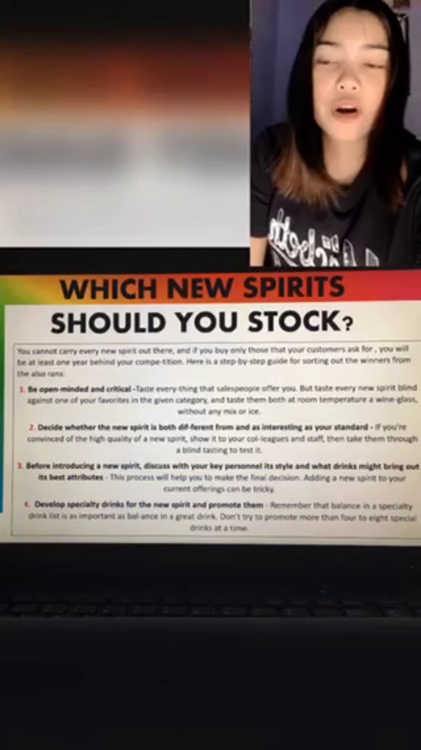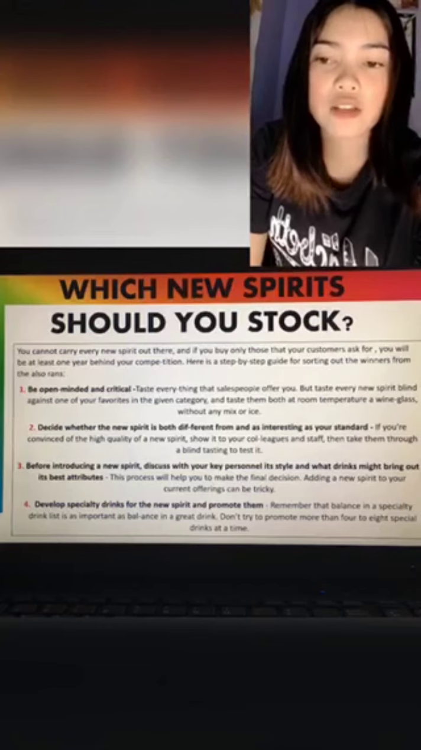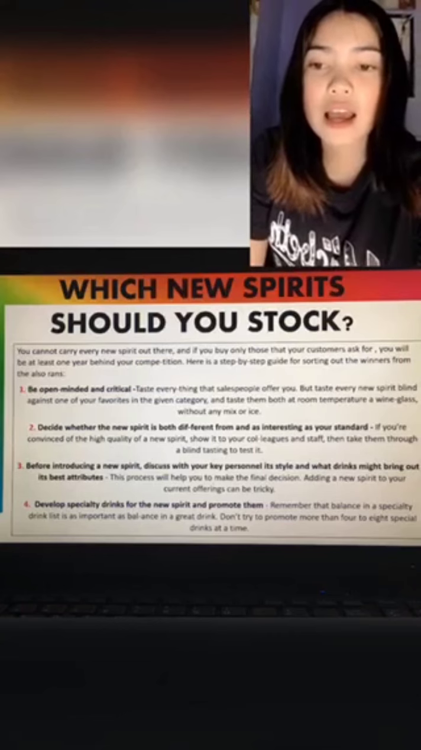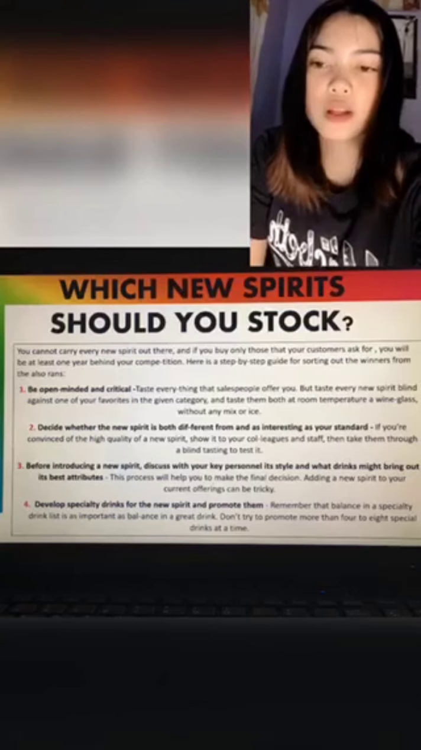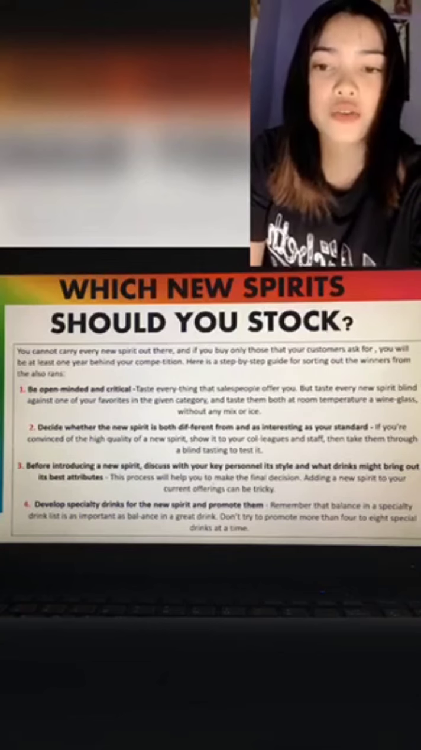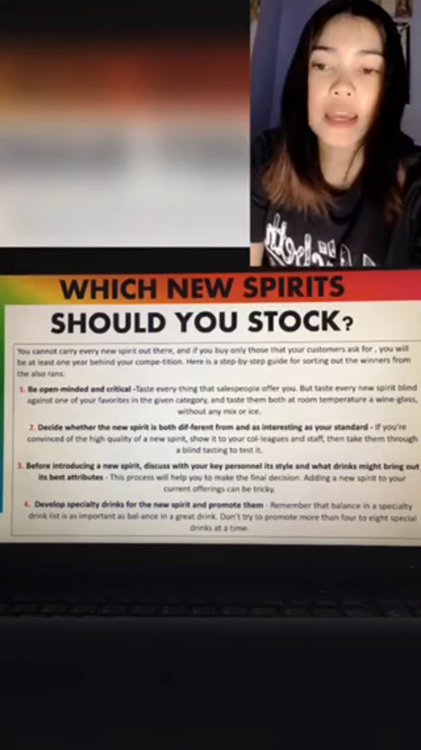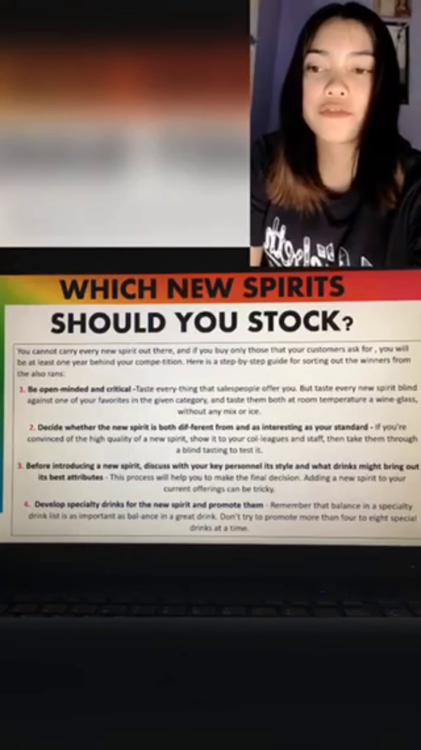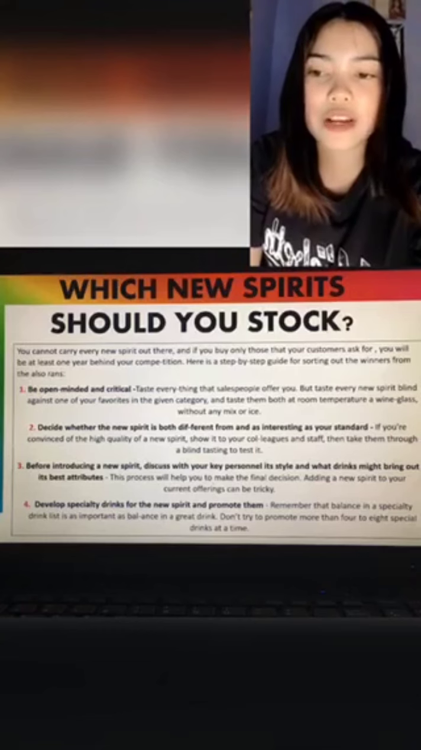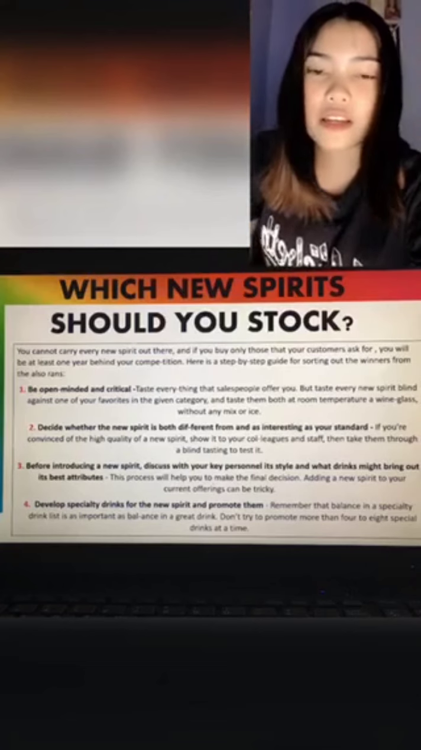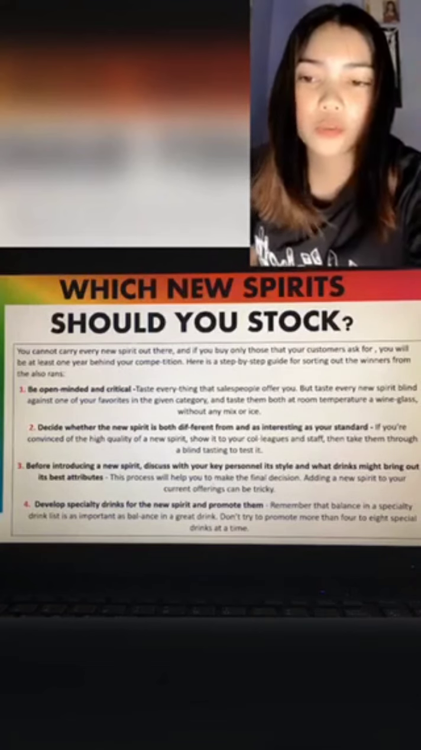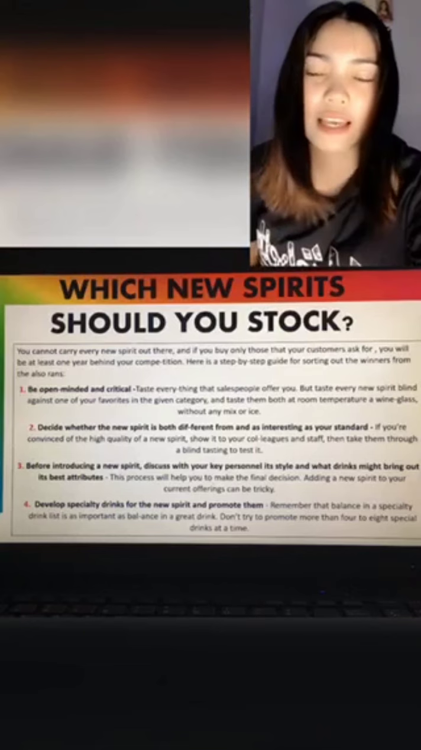Step 3. Before introducing the new spirit, discuss with your key personnel its style and what drinks might bring out its best attributes. This process will help you to make a final decision. Adding new spirits to your current offerings can be tricky. Step 4. Develop specialty drinks for the new spirits and promote them. Remember that balance in the specialty drinks list is as important as balance in a great drink. Don't try to promote more than 4 to 8 special drinks at a time.